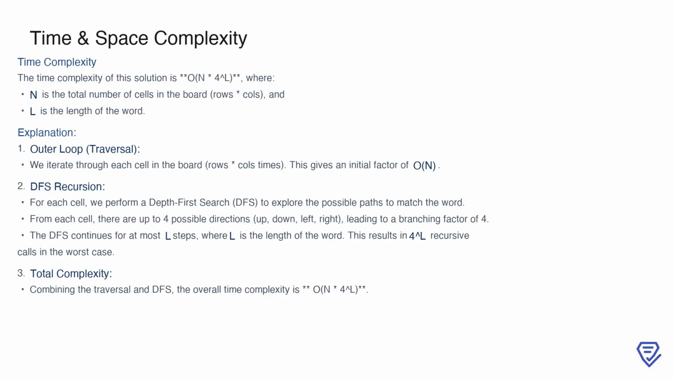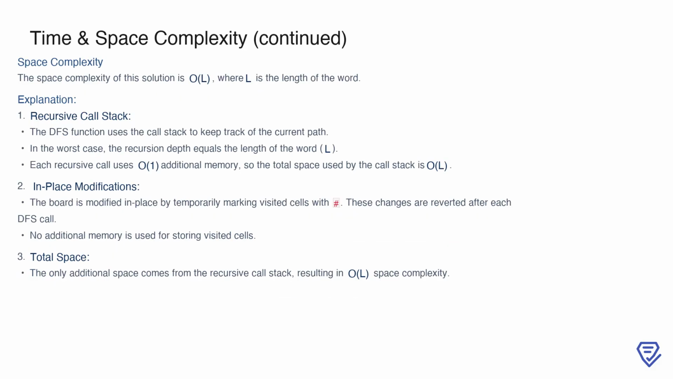When we combine the traversal of the board with the recursive exploration from each cell, the total time complexity becomes O(n*4^L). This reflects how both the size of the board and the length of the word affect the efficiency of the solution. The space complexity of this solution is O(L), where L is the length of the word.